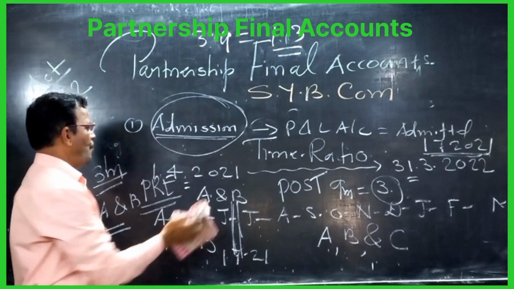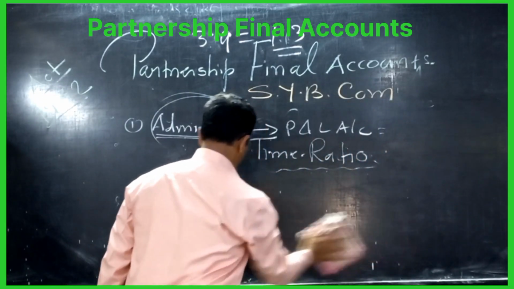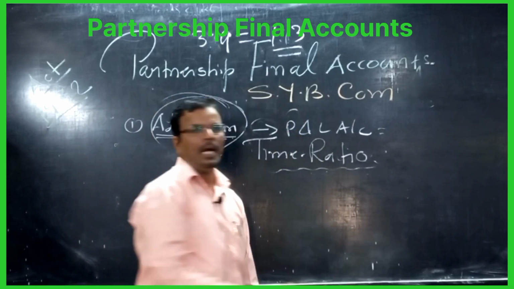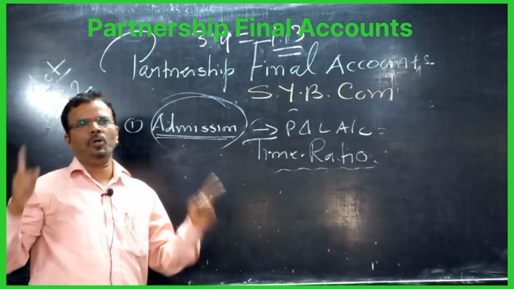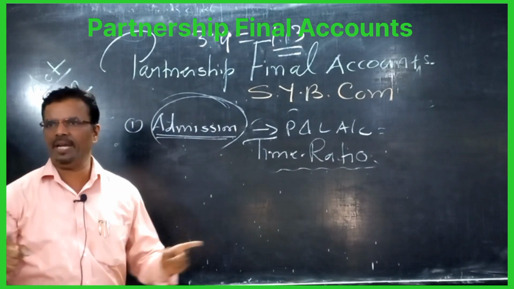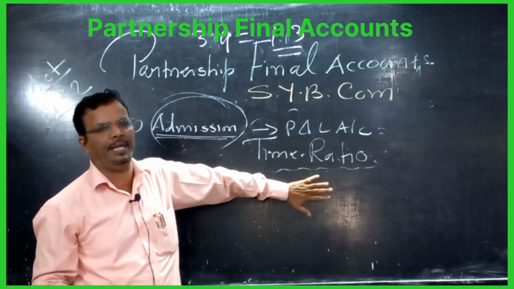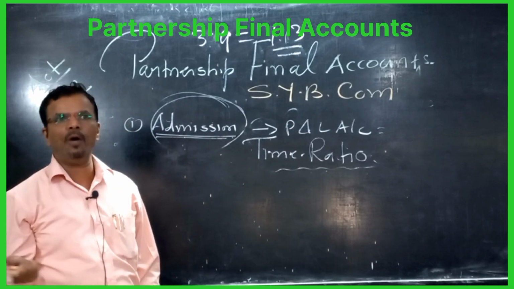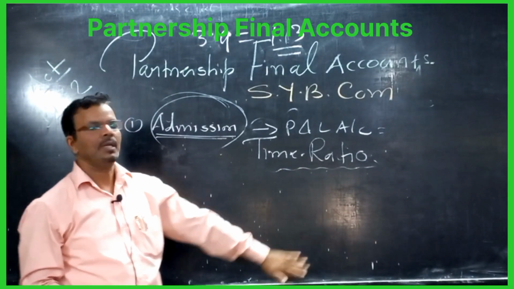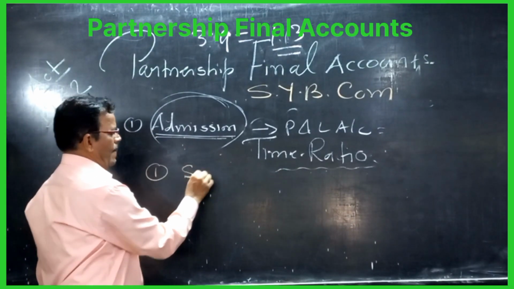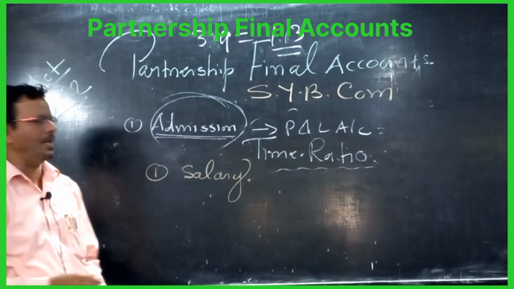Now, why are we preparing the time ratio? Time ratio means fixed ratio. Time ratio means all those expenses which are fixed are always divided on time ratio. Because we have one more ratio, that is known as the sales ratio. So first we will see the time ratio. For example, salary. Salary is always fixed, so that is always divided on time ratio.